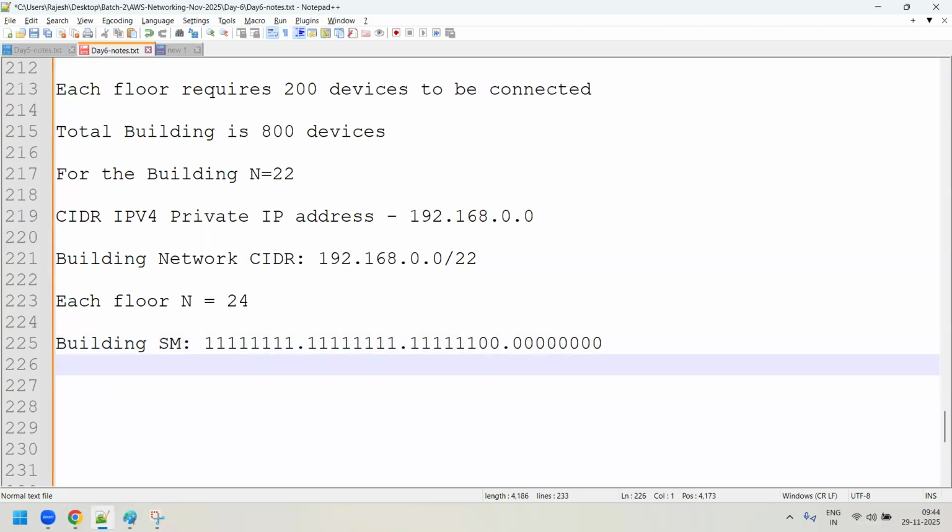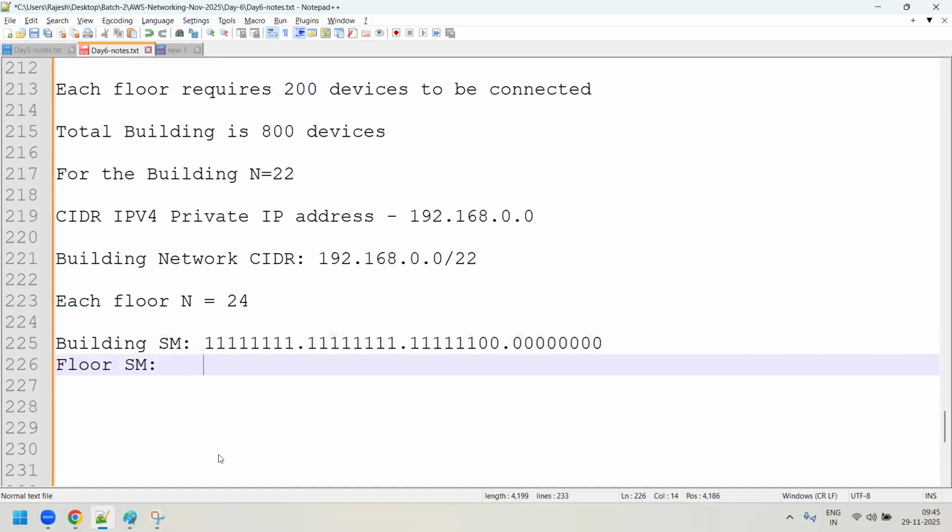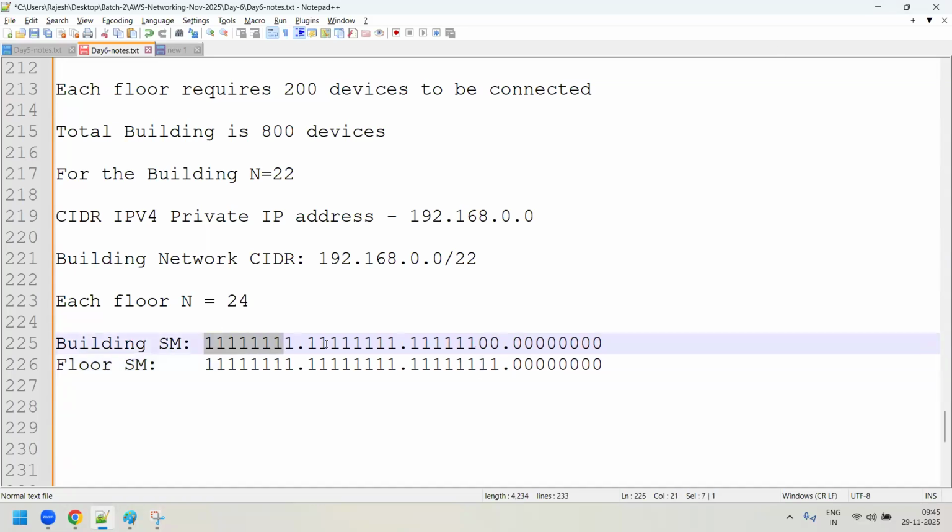What about the floor subnet mask? What is the value of N? It is 24, right? So it means 24 ones. So I'll say, Rajesh, this is 111. 24 means all these three octets will be all ones and the last octet will be all zeros. Is it fine, sir? Now the first octet and second octet are the same in both cases. There are no changes. Even the fourth octet is all zeros.